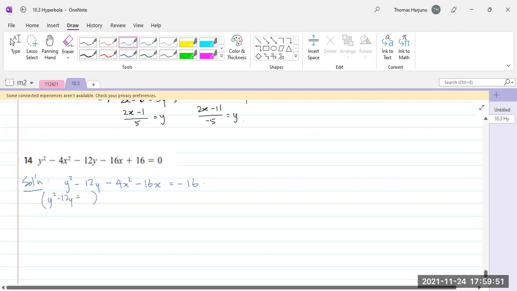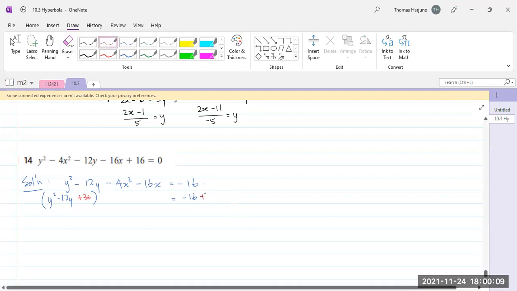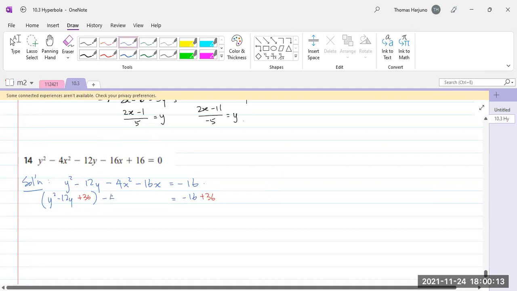So this will be plus 36, right? So on the other side, I will add 36 also. You know what? Let me use different color. Add 36 to complete. And then the one here, I will factor the 4, negative 4. So I get x squared plus 4x. Is it right?